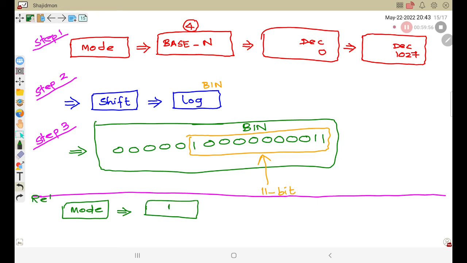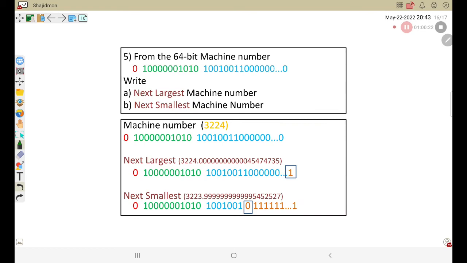To return to the normal calculator, use mode 1. Mode 1 is the computation mode, the default mode we use for calculations. So mode 1 returns you to the same screen. I hope you understood how to find the 11-bit number from the calculator. We will go to one more question.